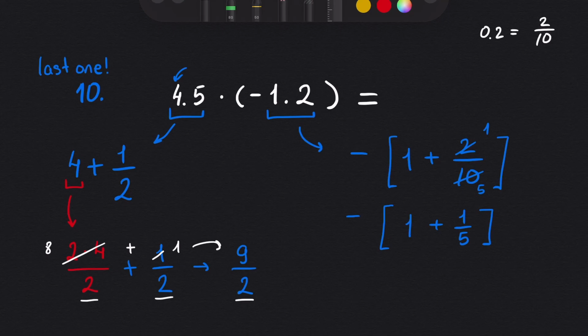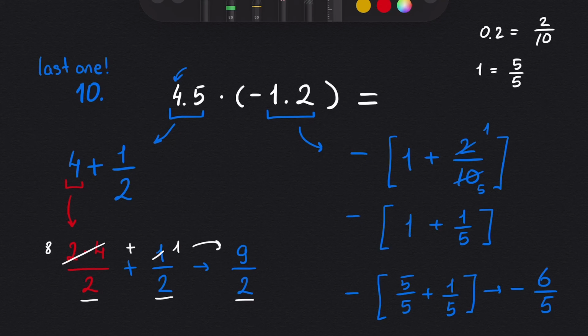Now here, we also need the same denominator in order to add. So let's put 1 in with the denominator 5, which is going to be 5 over 5. So it's the same idea. We're just writing it in a different way so we can do our next step. So it's going to be 6 over 5. And don't forget the negative sign.